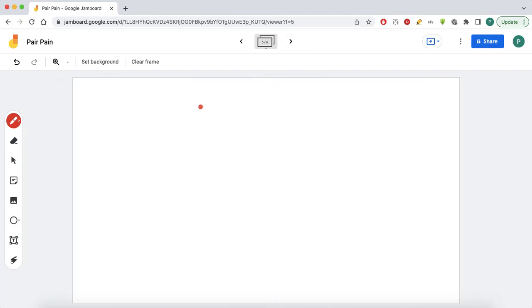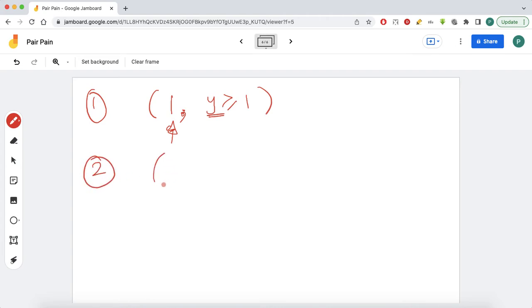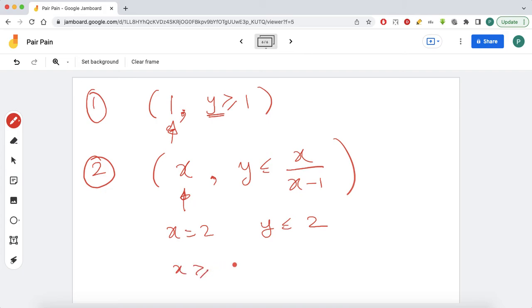So summing up all the observations, the first observation was, if x is 1, then y can be anything greater than equal to 1. Second observation, for fixed x, y should be less than equal to x over x minus 1, and in that as well, if x is 2, y should be less than equal to 2, and for x greater than equal to 3, y should be less than equal to 1.